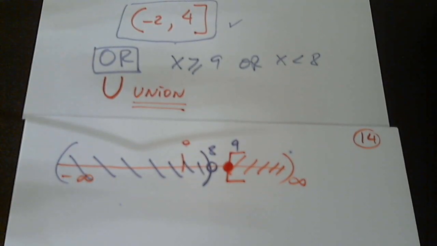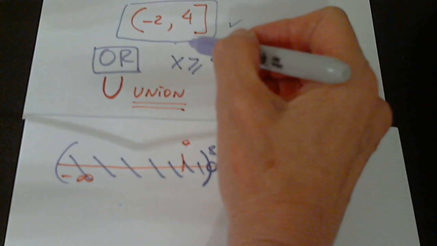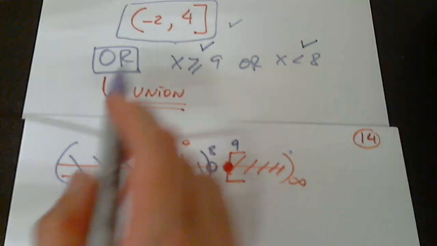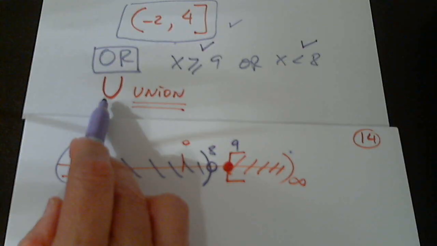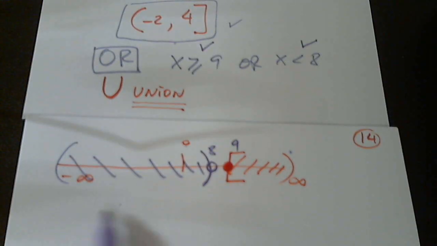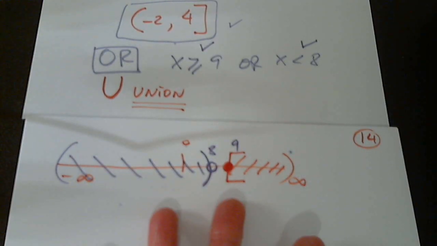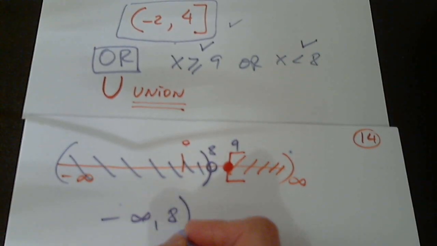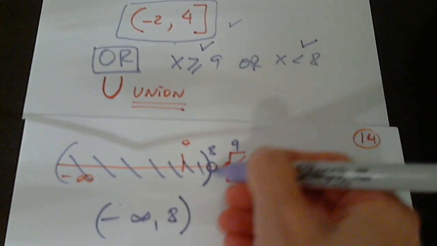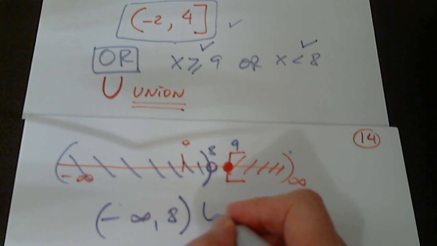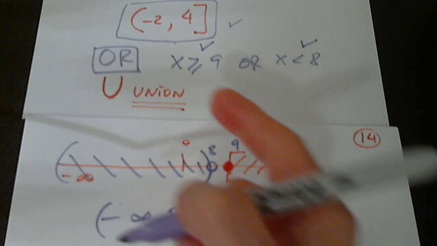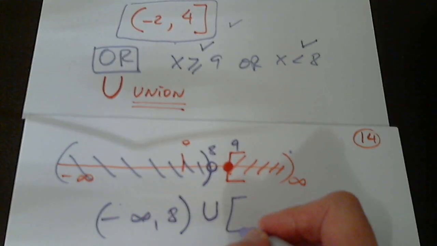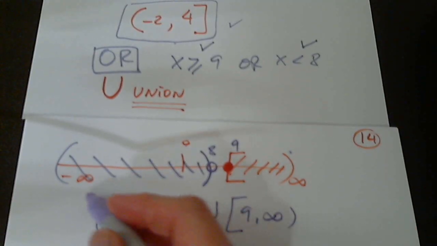I have nothing to write, nothing to do. This is solved, but I have to use the union symbol. So the solution for this is exactly what you see. From negative infinity to 8, of course with parenthesis, union 9 to infinity, bracket 9 to infinity. This is it.